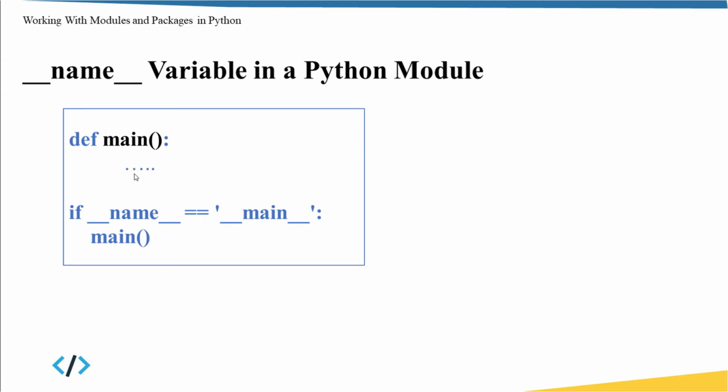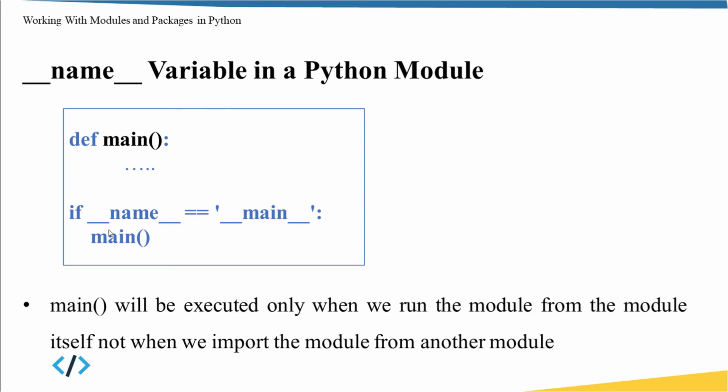And at the end of the module, you will say if __name__ equal to "__main__", call main. What is the meaning of this syntax? Simply, in this case, main will be executed only when we run the module from the module itself, not when we import the module from another module. So we have to know that the main purpose of the __name__ variable is to help me keep some code from executing when this module is imported from other modules, but I want to run this code only when I run the module from the module itself.